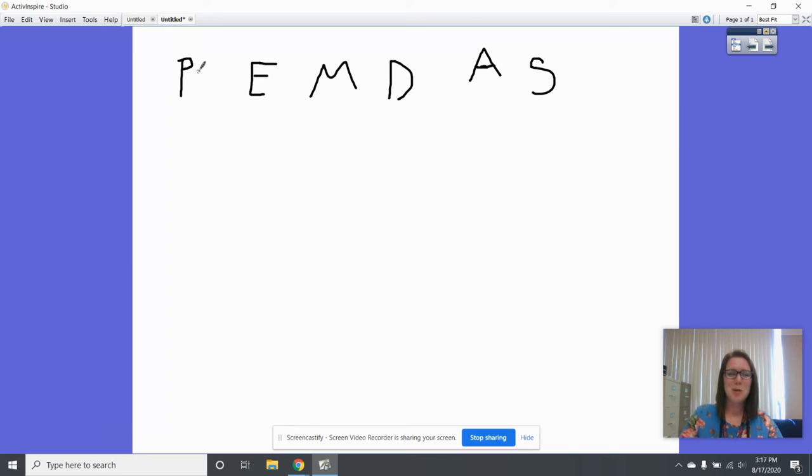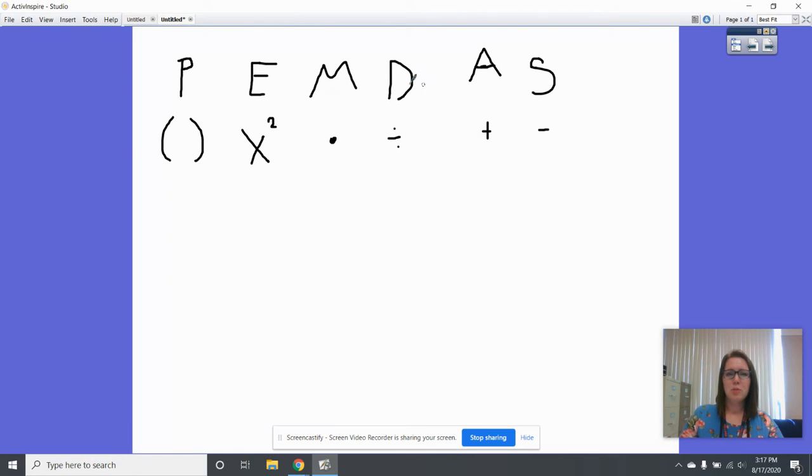This is actually math. P is for parentheses. E is for exponent. M is for multiply or multiplication. D is for divide. A is for add, and S is for subtract.